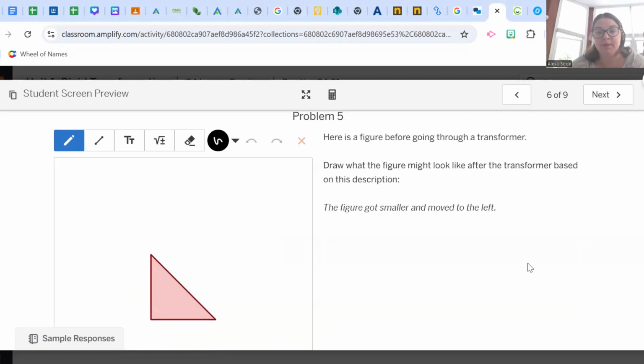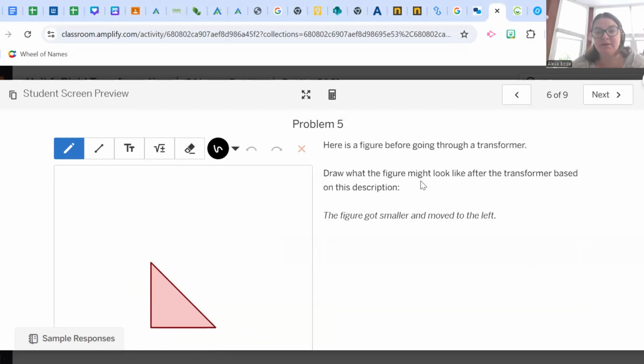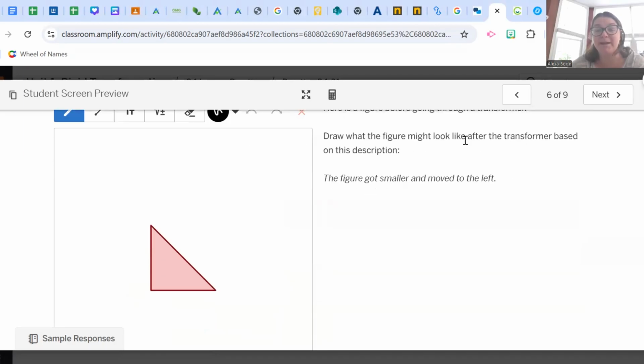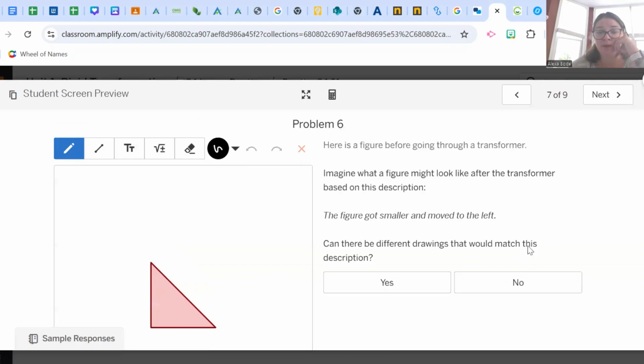This one, problem 5 here, it says here's a figure before going through the transformer. Draw what the figure might look like after the transformer based on this description. The figure got smaller and moved left. So draw what it might look like if it gets smaller and moves left. So draw the new shape. I want to see what you come up with there.